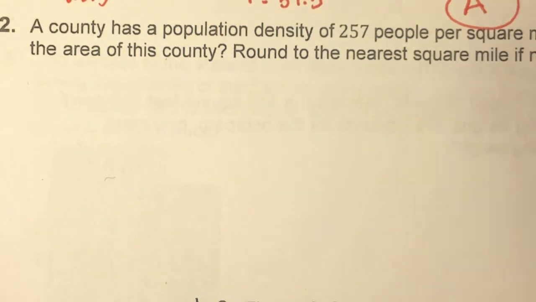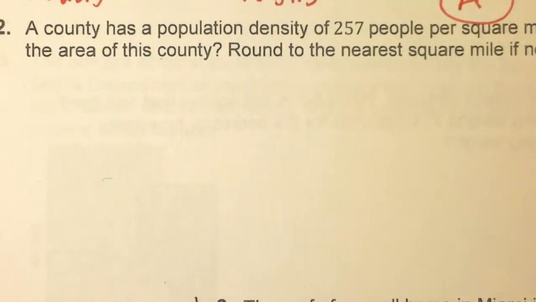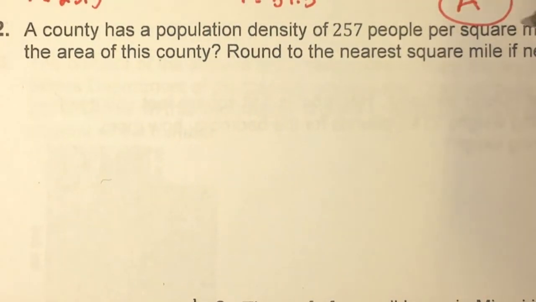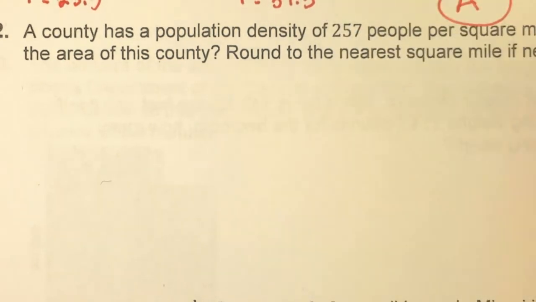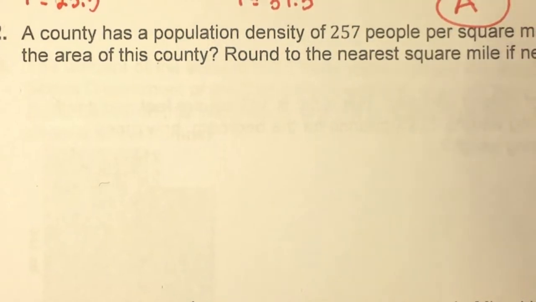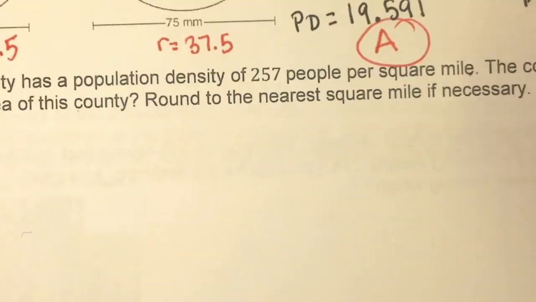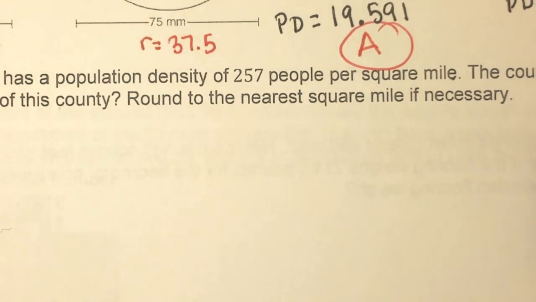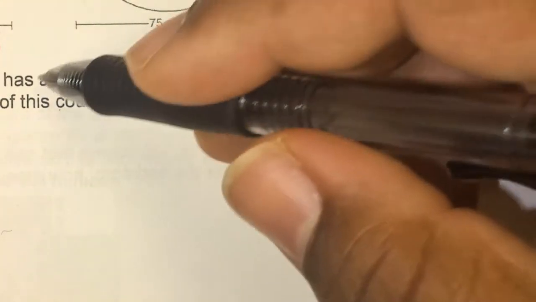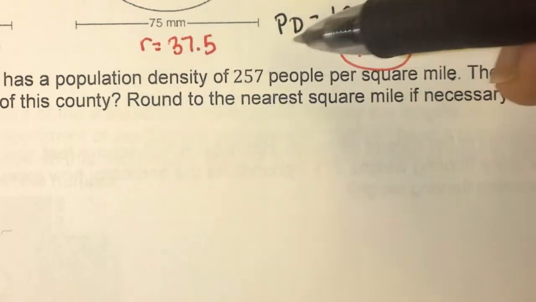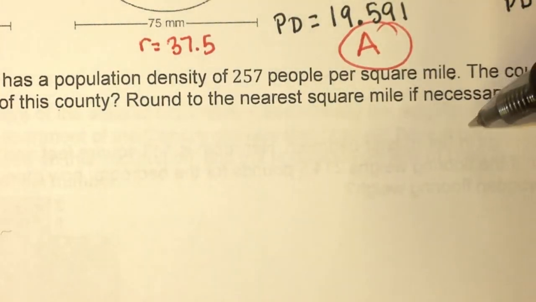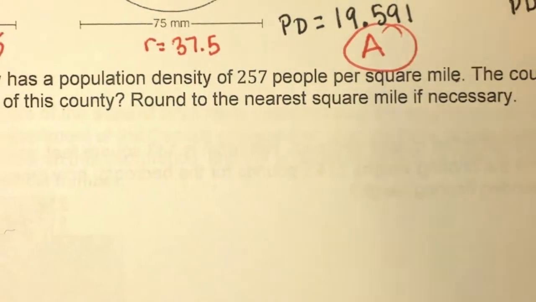So number 2, it says the county has a population density of 257 people per square mile. They give you the population density. They're telling you how many people are in every square mile of that town. It says the county population is this. What is the area of this county? Round to the nearest square mile. Nearest square mile is a whole number.